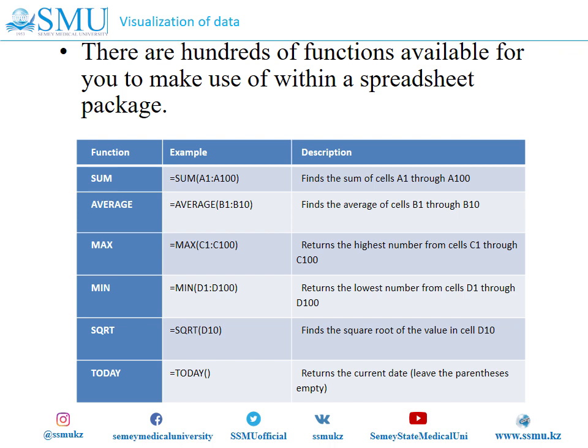We talked about sum and average. When you add a different set of data, you should write the first data, put the semicolon, and put the last data in the set. This is how you write the set of numbers. When calculating the minimum, again, you write min and then you write down the set of data. Like in the min example, you can say min D1 to D100, which means that it will return the lowest number from cell D1 through D100.